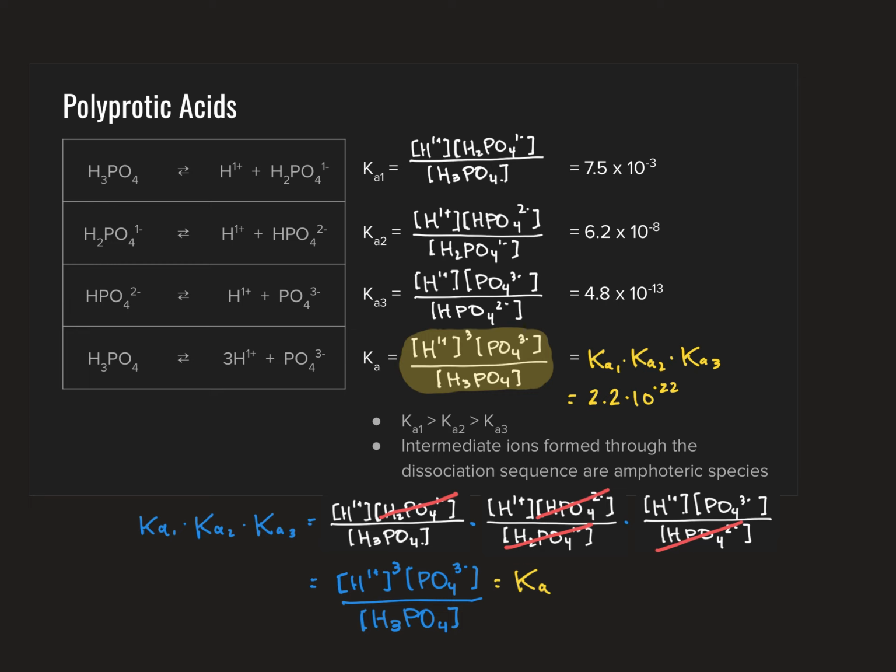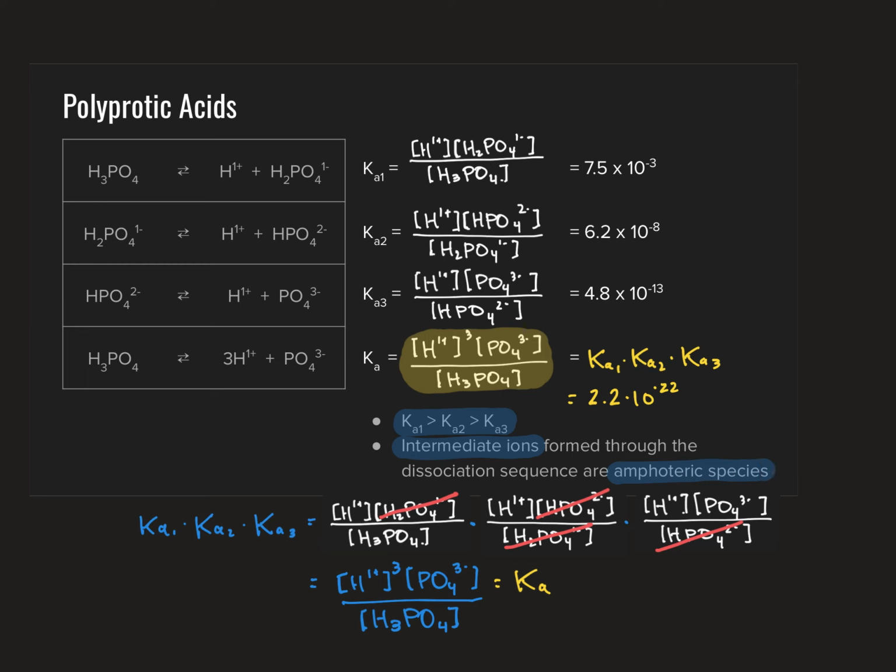Now, a couple things to note there again, just as we previously mentioned, the K values decrease as you go along the dissociation sequence, again attributable to the fact that we're removing protons from more and more negative species as this dissociation proceeds. And then the second thing to note is that those intermediate ions formed through that dissociation sequence are themselves amphoteric species.